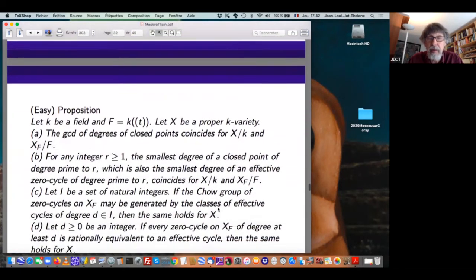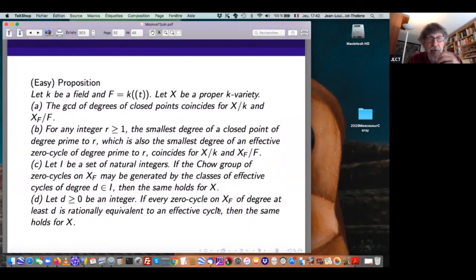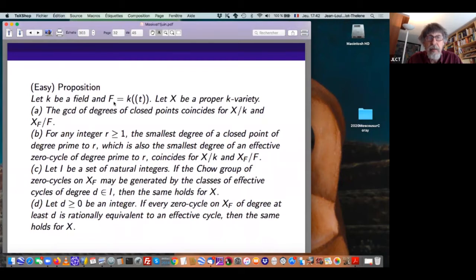Now, I told you there was a list of ideas, and the easiest is this one. Take a field K and the formal power series field in one variable over K, F = K((t)). Take a proper variety X over K. The GCD of degrees of closed points for X over K coincides with that for X_F over F. To compute the index for X, it's enough to compute it for X_F. It's pretty obvious why: a closed point on X leads to a closed point on X times K((t)). Conversely, if you have a closed point on X over K((t)), you spread it out over K[[t]], and then it may break up into sums of closed points. But since we're interested in the GCD, you get what you want.